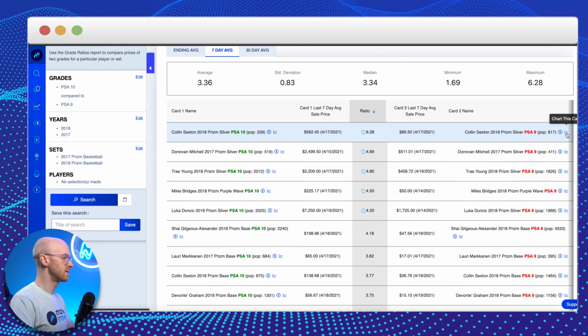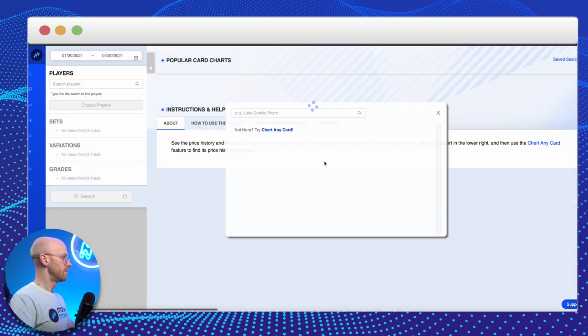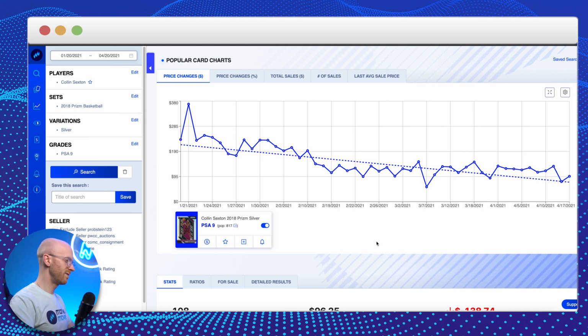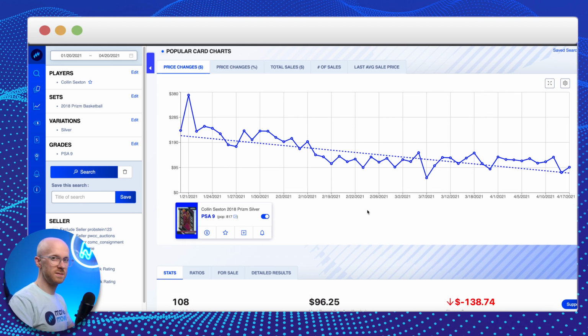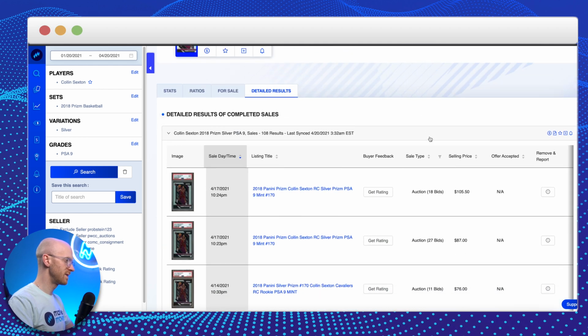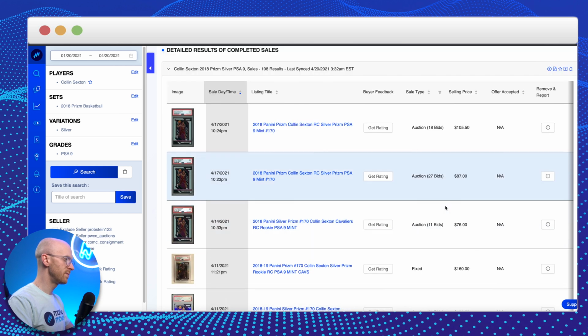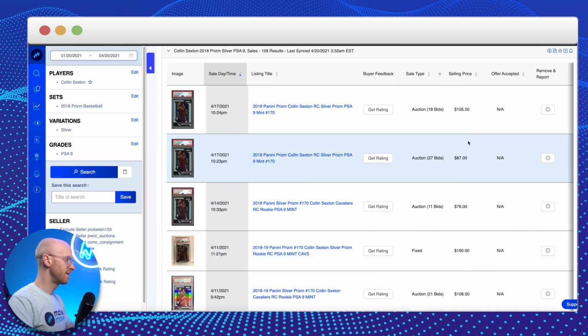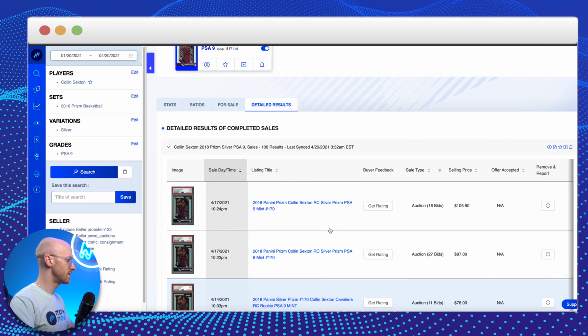So I'm going to go out and chart this card. One thing I like to make sure of is, we check all of our data. We vet all of our data. We have review processes in place for outliers. But I always like to come out right away and check the detailed results and make sure these look like legitimate sales. And they do. You can see different sales happening. This one, $76, 87, 105 on auction. So you're going to get that volatility on these PSA 10 silvers. You're going to get some swings of 20 or 30 bucks here or there.